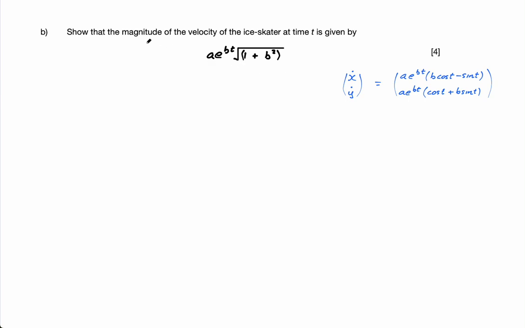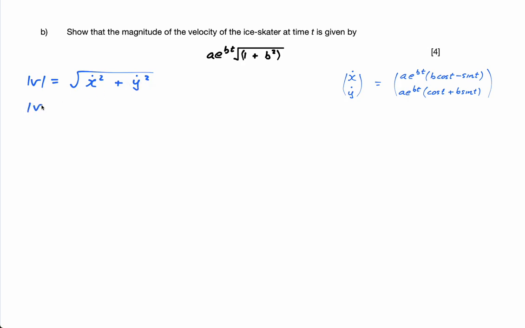Okay, so for part B, it says show that the magnitude of the velocity of the ice skater at time t is given by this. So this is my velocity vector. To get the magnitude of the velocity, I just need to get the magnitude of this vector. So the magnitude of the velocity, let's say, is equal to the square root of this squared plus this squared. That's just my normal magnitude of a vector formula.